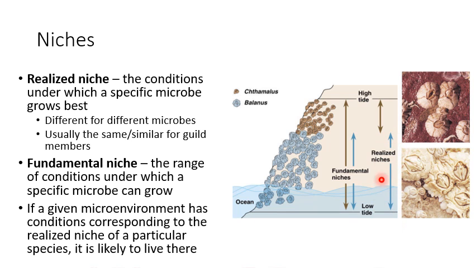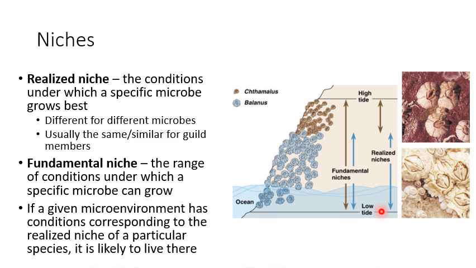Then the realized niche for the Balanus barnacle mostly corresponds to its fundamental niche in this location. So it would prefer to grow beginning at about the low tide mark and going up most of the way towards the high tide mark, but not all of the way. In all of that range, it has conditions that are actually optimal for it to grow.